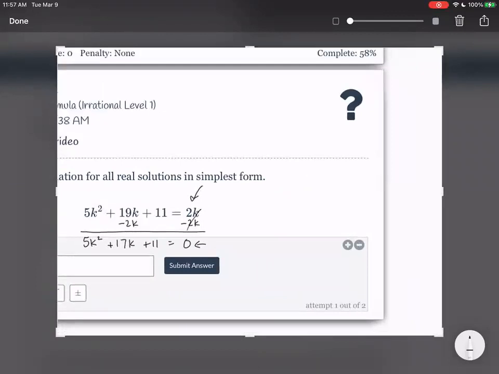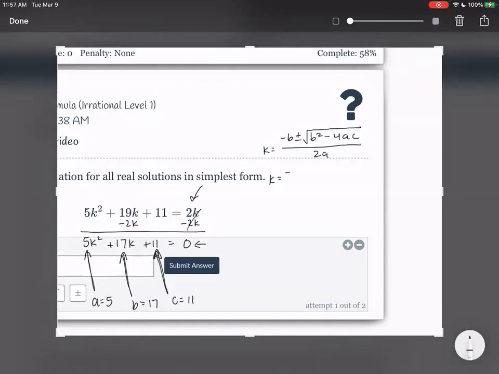So let me write it out. K is equal to negative b plus or minus the square root of b squared minus 4ac all over 2a. So before we plug it in, we must figure out what are our a, b, and c values. A is the number in front of the squared variable. So a is 5, positive. B is the number in front of just the regular old variable, not squared. So B is positive 17. And C is the constant term, so C is positive 11.